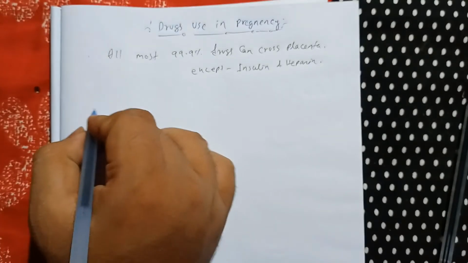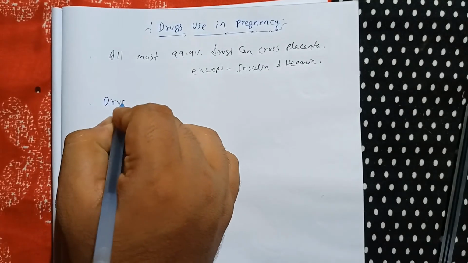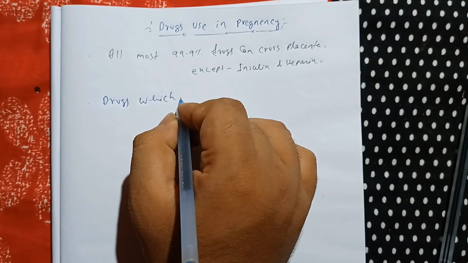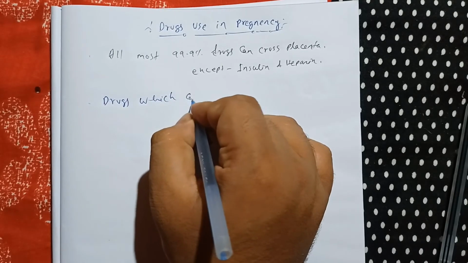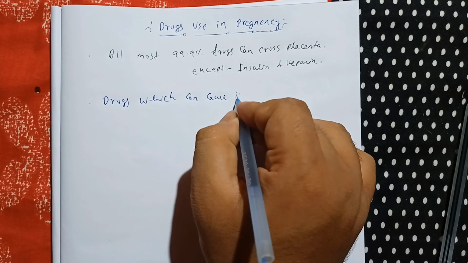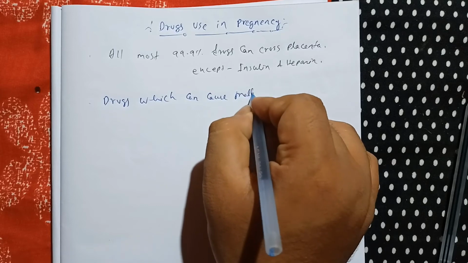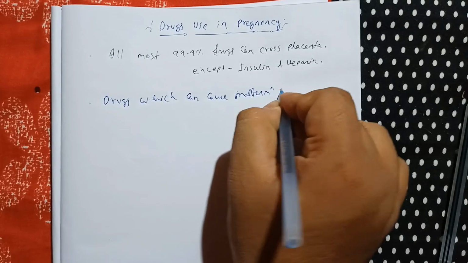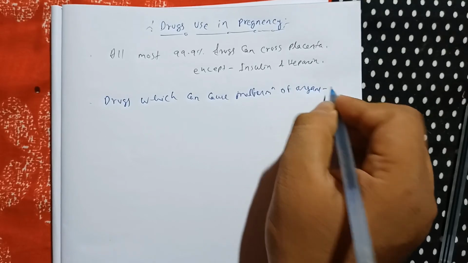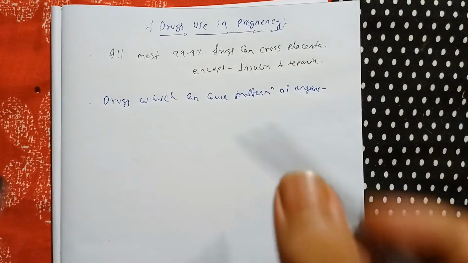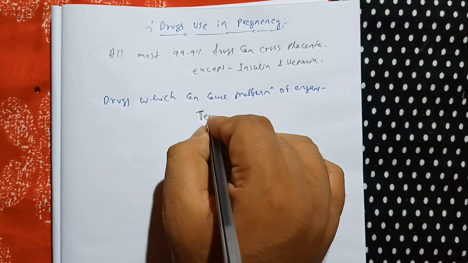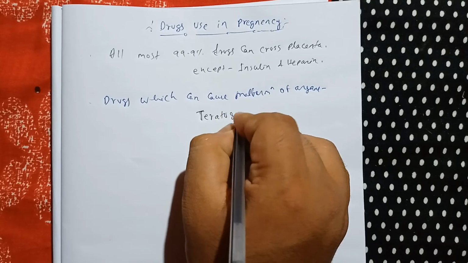Okay, so we need to know also that drugs which can cause malformation of organs will be called teratogenic drugs. It's very important, worth repeating: teratogenic drugs.